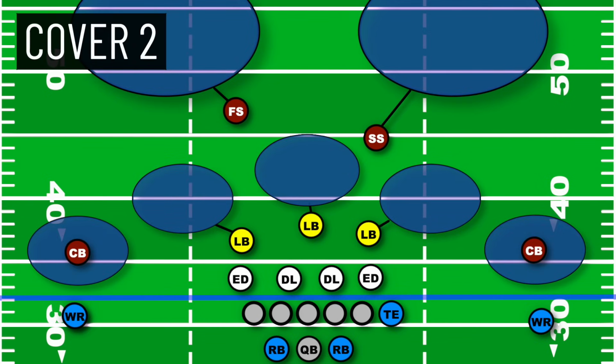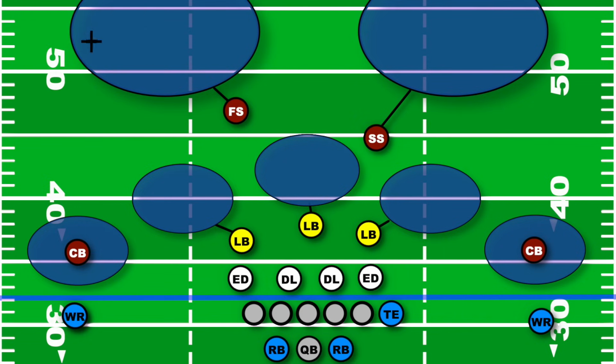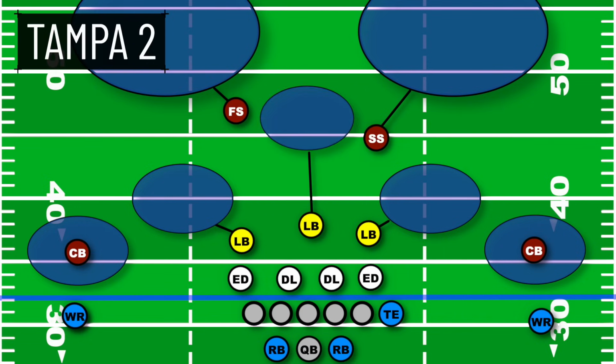In straight up cover 2, you've got the cornerbacks covering the flats, the outside linebackers covering the hook curls, and the Mike linebacker covering the middle hole. Instead of having to cover the entire field, cover 2 splits the field into 2 deep zones that the safeties are each responsible for. Tampa 2 is the cover 2 variation that the Bucs popularized in the early 2000s, and the only difference is that the Mike linebacker takes a deeper drop.